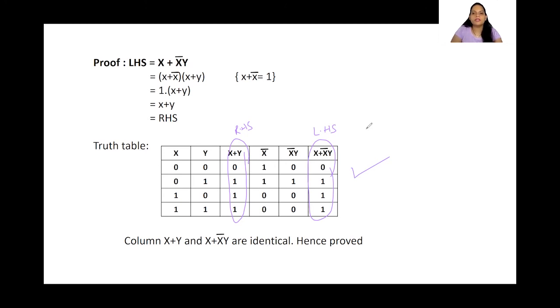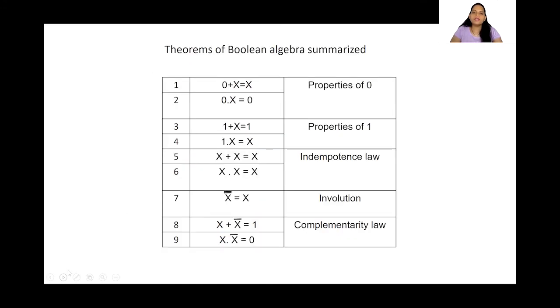Okay. So this was the third distributive law. Till now we have learned so many rules and laws and theorems. So I have put them all together in a small table. Let's see them one by one. The first one was properties of 0, where we saw 0 plus x is equal to x, 0 and x is 0. Next one was properties of 1, where we said that 1 when it is ORed with x, we will get 1, and 1 when it is ANDed with any variable, we will get the same variable.